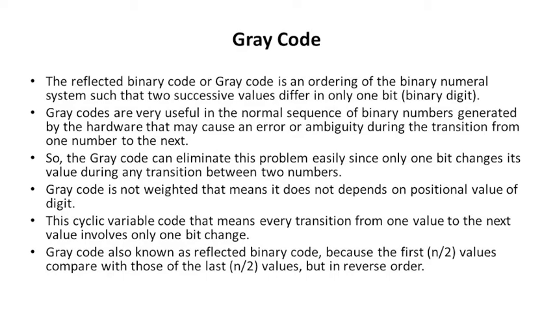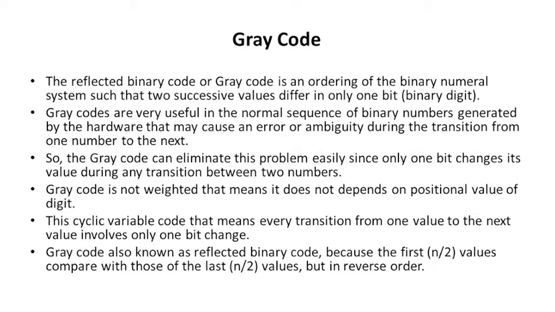Next heading, gray code. The reflected binary code, or the gray code, is an ordering of the binary numeral system such that two successive values differ in only one bit, that is binary digit. Gray codes are very useful because the normal sequence of binary numbers generated by the hardware may cause an error or ambiguity during the transition from one number to the next.